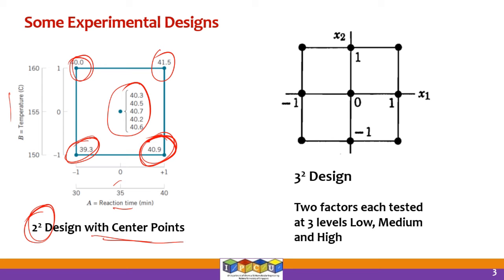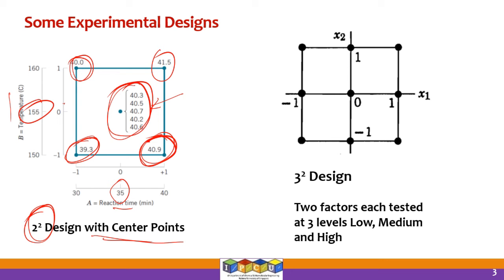So in terms of time, that would correspond to 35 minutes of reaction time and 155 degrees Celsius for the reaction temperature. So 5 experiments, these are the replicate points. And all of these 9 experiments would be run in a random order. So you would not do the first 5 experiments to be the center point experiments. That is not true replication.